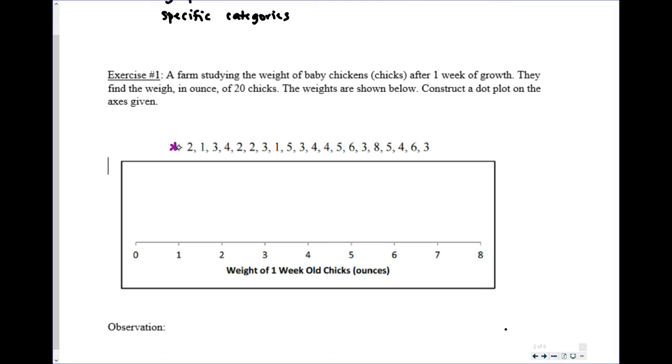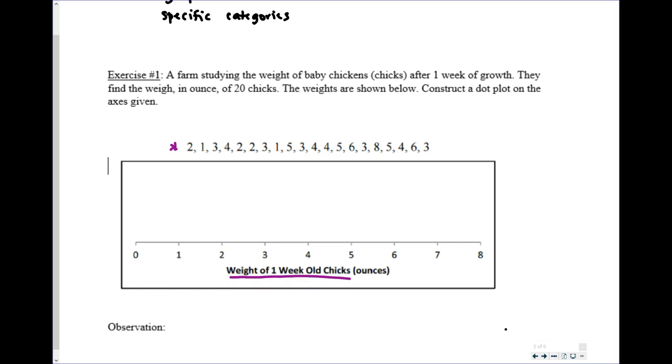You'll notice the numbers aren't in a certain order. Normally when you take a survey or ask a bunch of questions, you don't get it in numerical order, right? Someone might say 2, the next person might say 3, but then the next person might say 1. So order is not always there when we get a data set. You'll also notice we have a number line here from 0 to 8, and we have a description at the bottom of what we're actually looking at. So 0 through 8 is actually the weights, right? 1 ounce, 2 ounces, 3 ounces, etc.